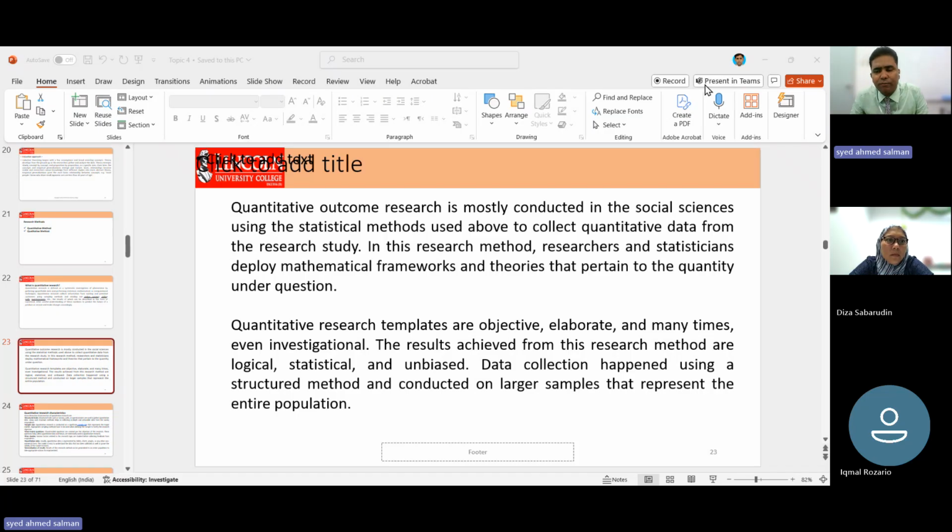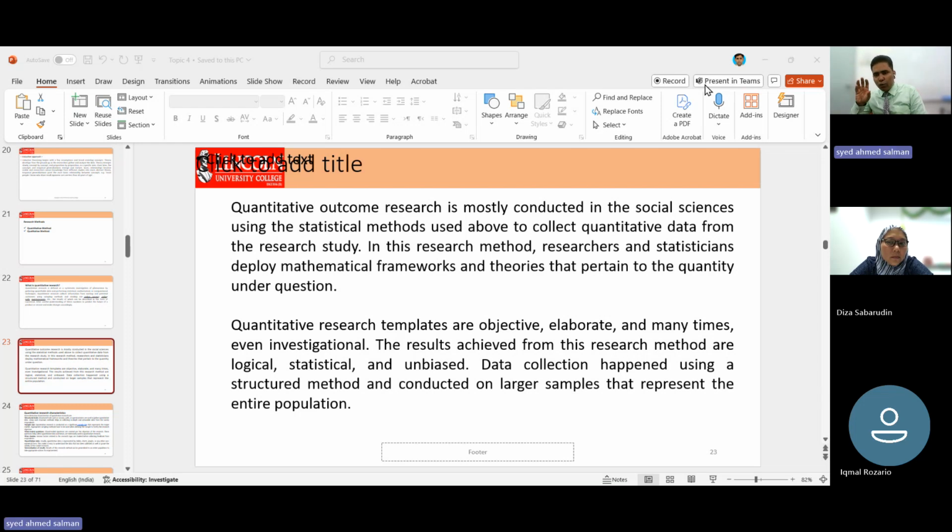if the students are 1 million, the sample size will be 384 or 385. It means about 3% or 4%. Data collection happens using a structured method and is conducted on a large sample that represents the entire population, and these 384 will represent the entire population.